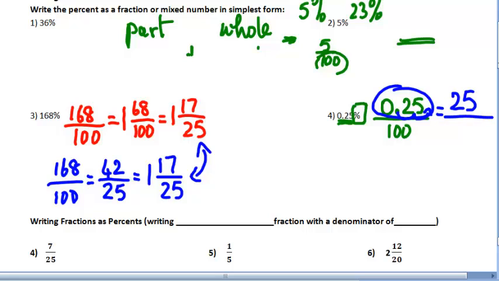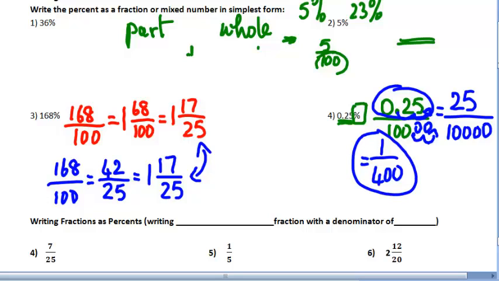Remember our equivalent fractions or equivalent ratios. The rule is if I move the numerator twice over, then since the decimal is here in the denominator, I have to move it over twice. That gives me 1, 2, 3, 4 zeros in the denominator, because now I have to hold these empty spaces with zeros. Go ahead and reduce, and you will end up with 1 out of 400. That is my final answer.